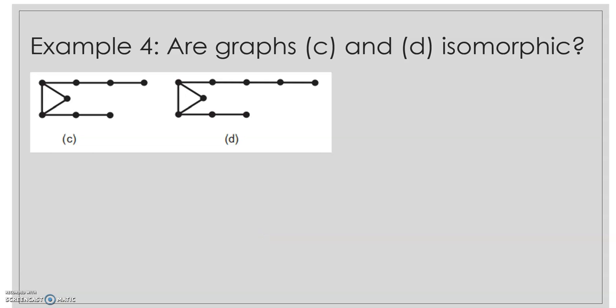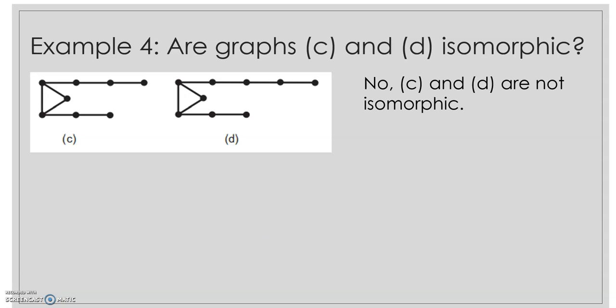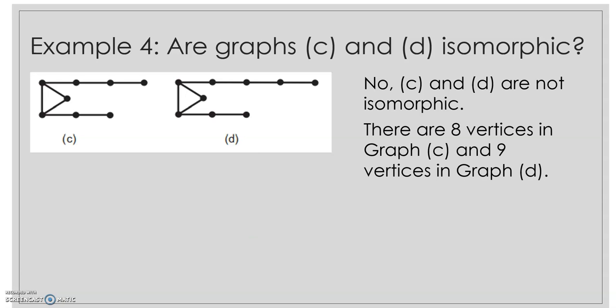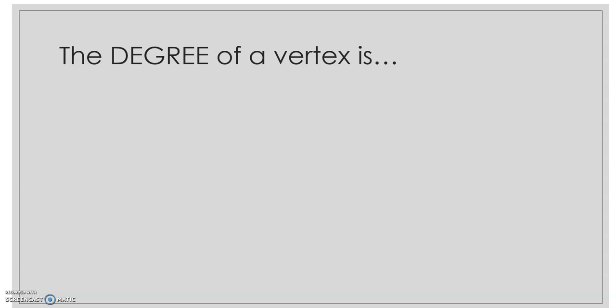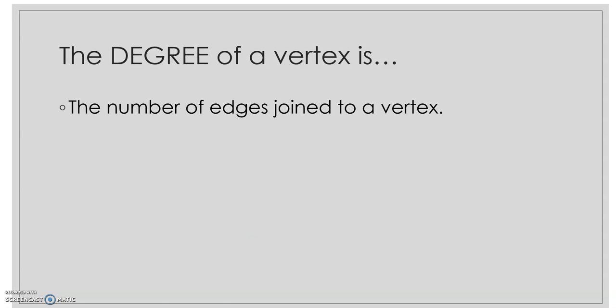Example 4. Are graphs C and D isomorphic? No, C and D are not isomorphic. There are 8 vertices in graph C and 9 vertices in graph D. There is not a one-to-one match between the vertices of the graph. The degree of a vertex is the number of edges joined to a vertex.